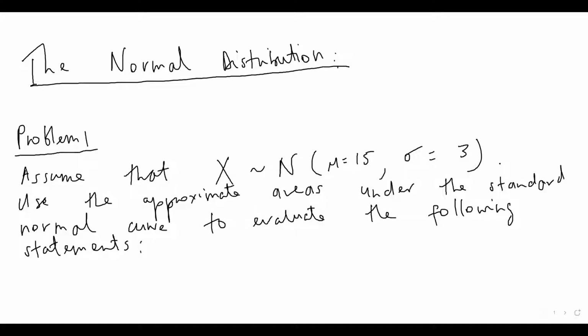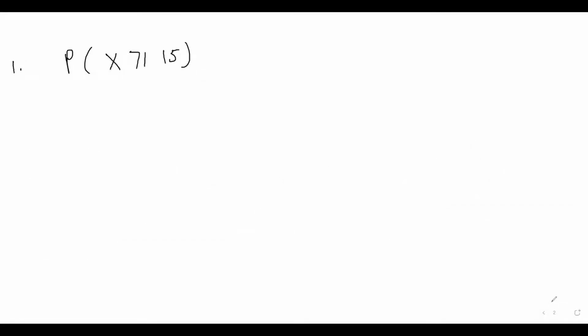Statement number one: the probability that X is at least 15. What is the probability that X is at least 15? That's the first calculation that we have to do. We know that the mean is 15 and the standard deviation is equal to 3. They're asking us to evaluate the following statements. So with that knowledge, we have to evaluate the probability that X is at least 15. How do we do that?